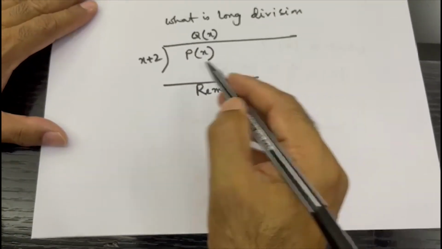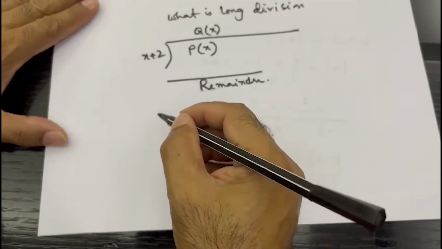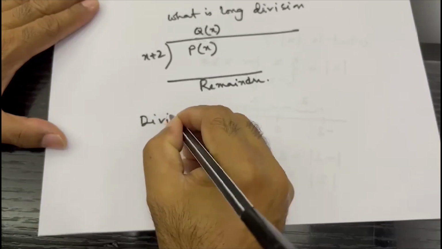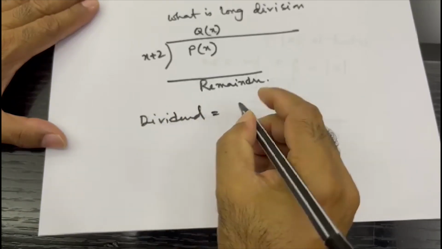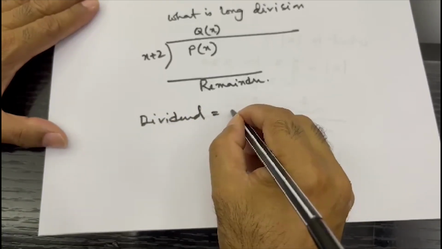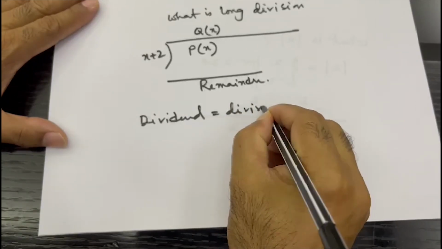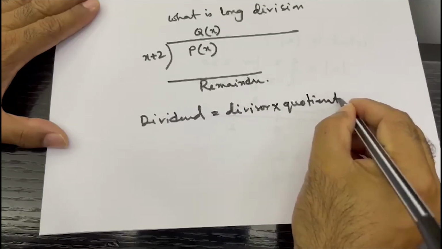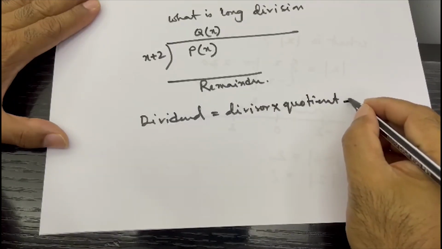The division algorithm for polynomials we can write in this way: the dividend equals the divisor times the quotient plus the remainder.